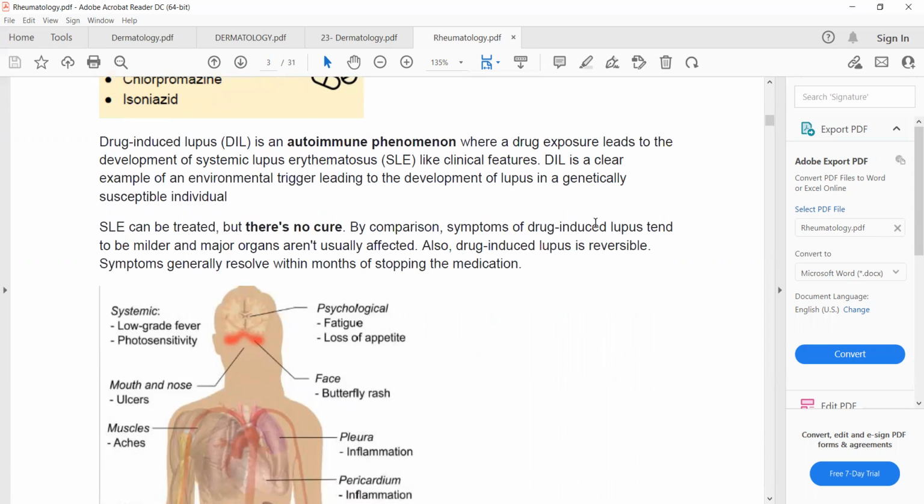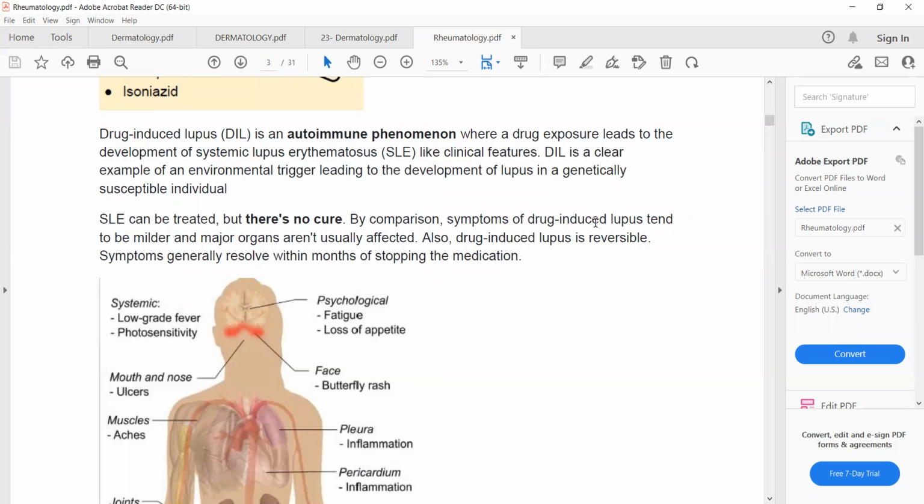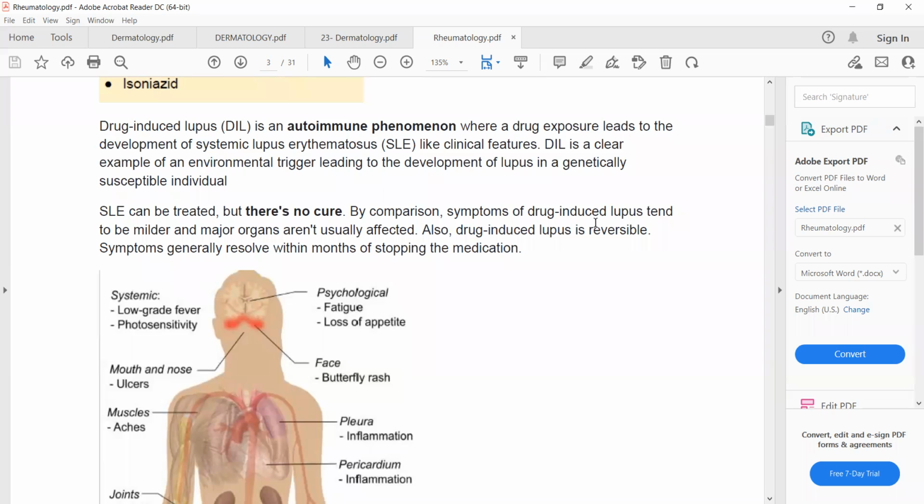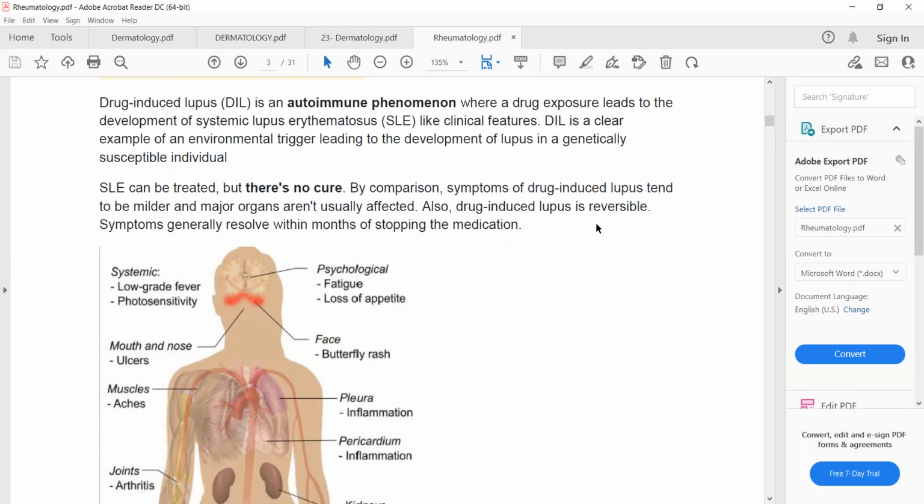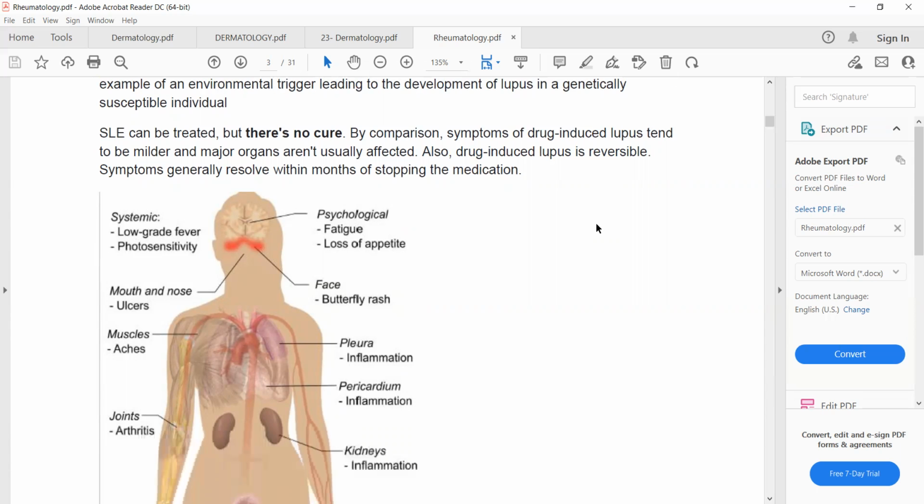The other difference between drug-induced lupus and SLE is that the symptoms in drug-induced lupus are mild, and major organs such as the heart, lungs, and kidney are not usually affected. There are only skin manifestations or oral ulceration.